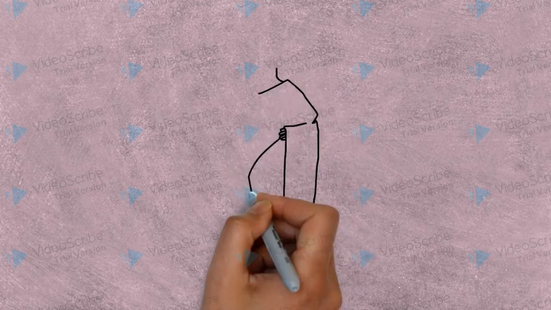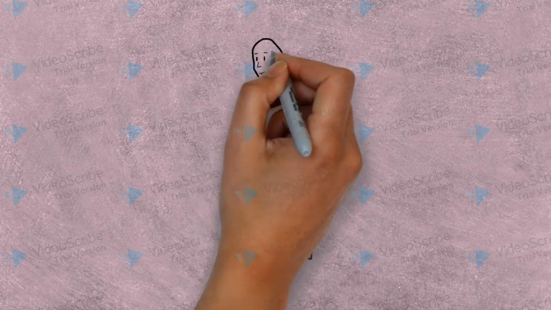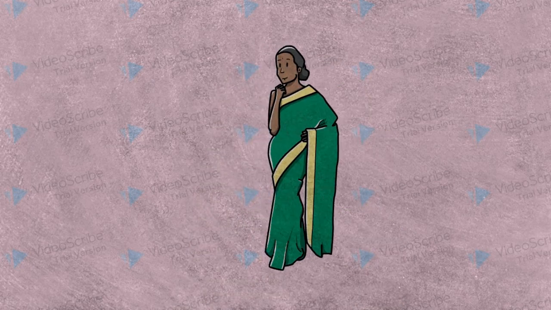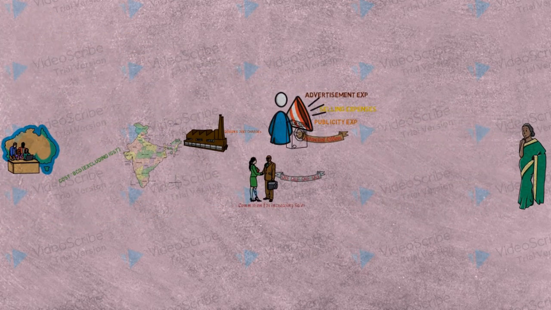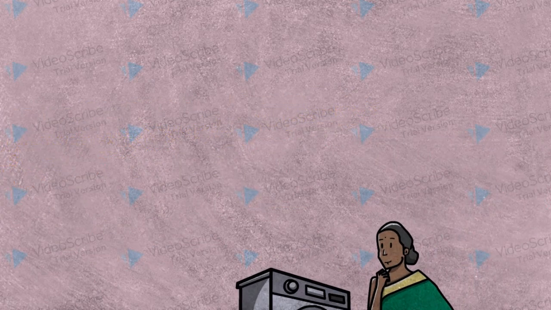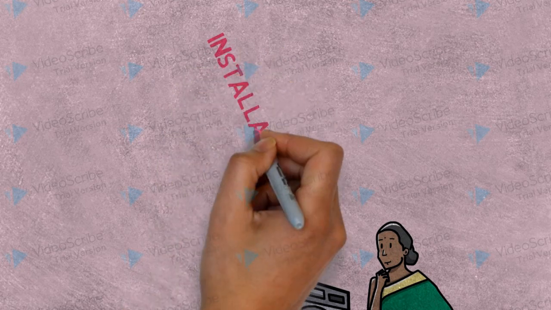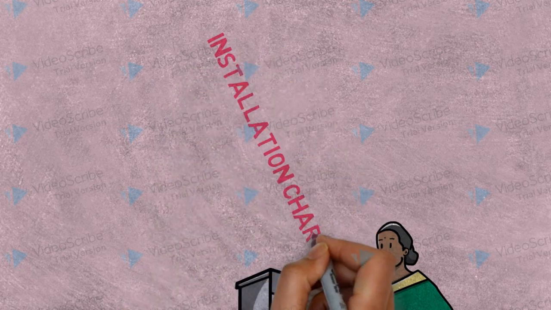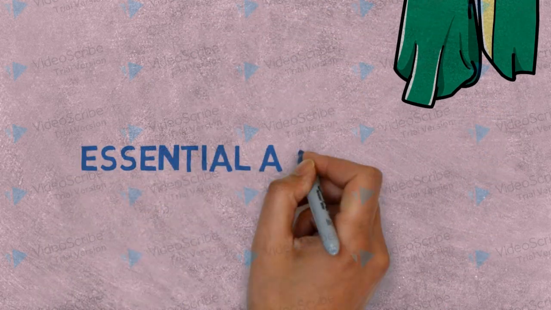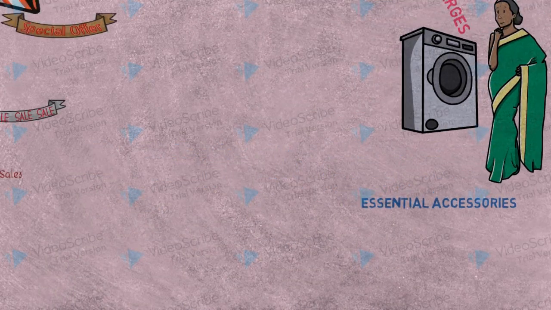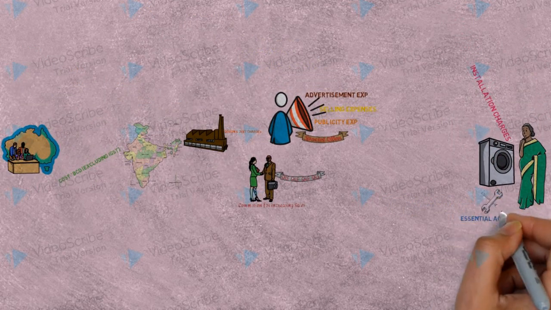The company also gets a domestic order for a customized washing machine from a lady in Mangalore. The company later delivers the product to the lady in Mangalore and charges for installation of the customized washing machine. It also supplies essential accessories for better use of their product.